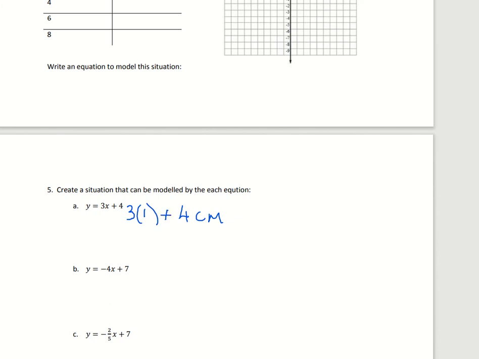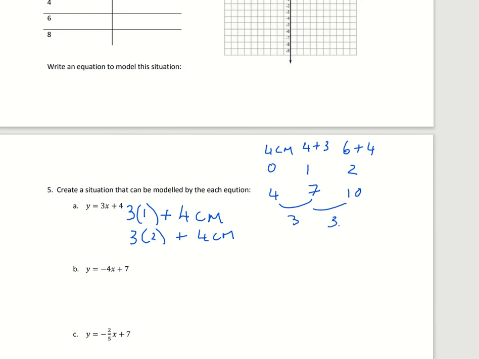In that case, if it started off on day 0 at 4 centimeters, on day 1 it would be 4 plus 3 centimeters. And then on the next day, it will be 3 times 2 plus 4 centimeters. So 2 is the day, 3 is the number of centimeters that it grows each day. Sorry, this is day 2. On day 2, you get 6 plus 4, so now it's going to be 10 centimeters. Here it's going to be 7. Here it's 4. So it's growing by 3 every day.